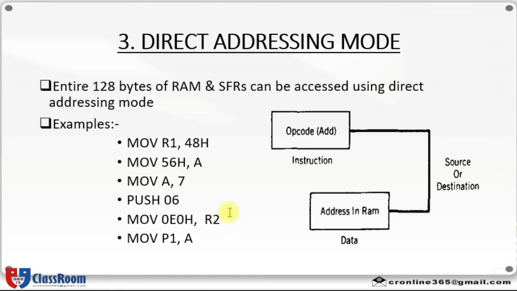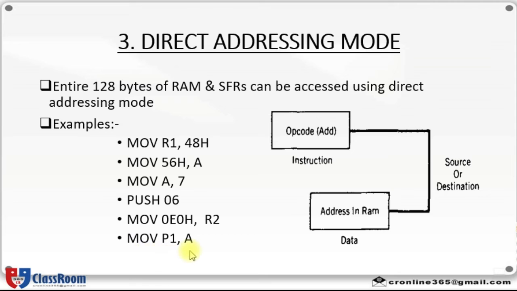Then you know that the accumulator has an address, 0E0. So instead of writing move A, R2, you can directly address it as move 0E0 H, R2, which means copy the contents of register R2 into the specified address location 0E0. 0E0 is the address of the accumulator.